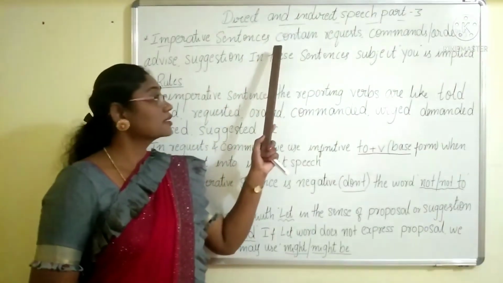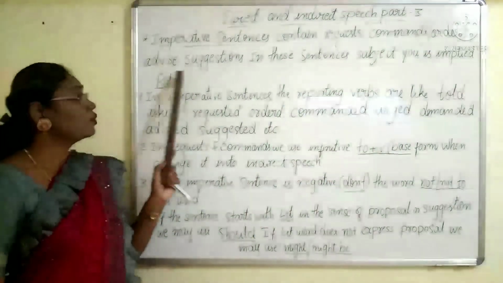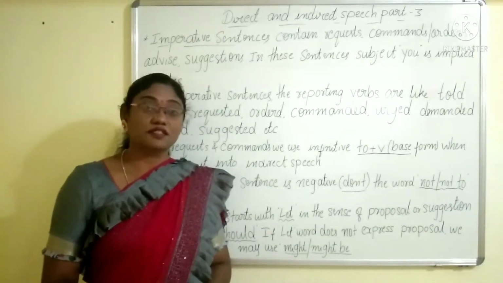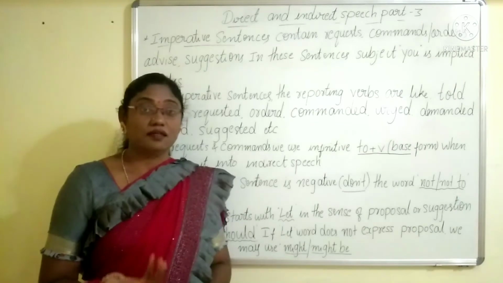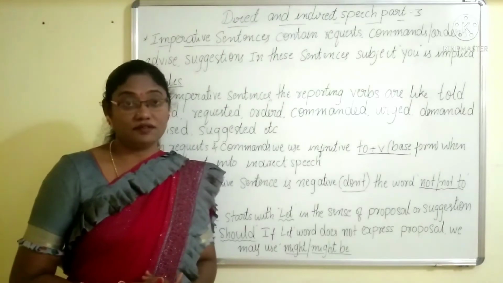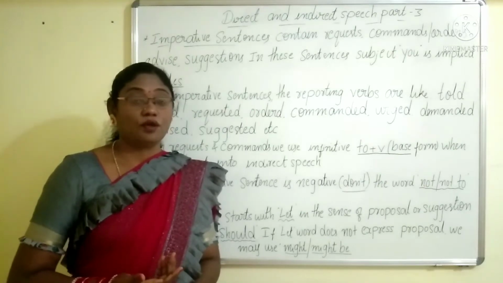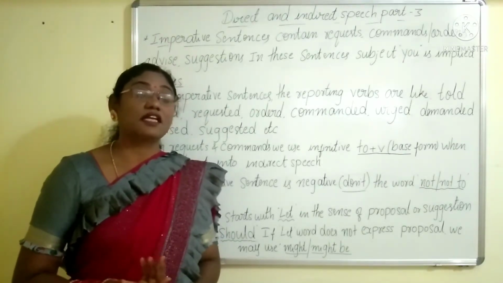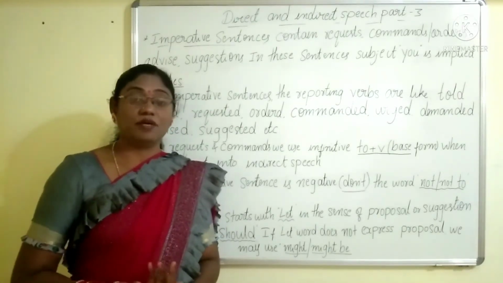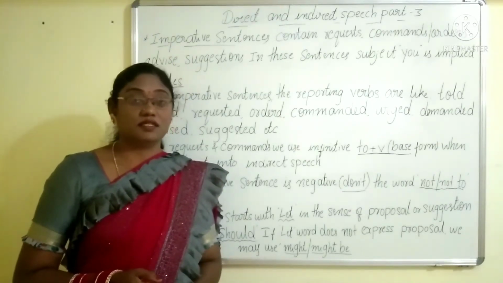Imperative sentences contain requests, commands or orders, advice, suggestions, and so on. Imperative sentences means we can see commands, requests, some instructions, some orders and so on. These types of sentences are called imperative sentences. We have already learned the different types of sentences, right? Assertive, negative, imperative and exclamatory sentences. So the imperative sentence is one of the types of sentence.